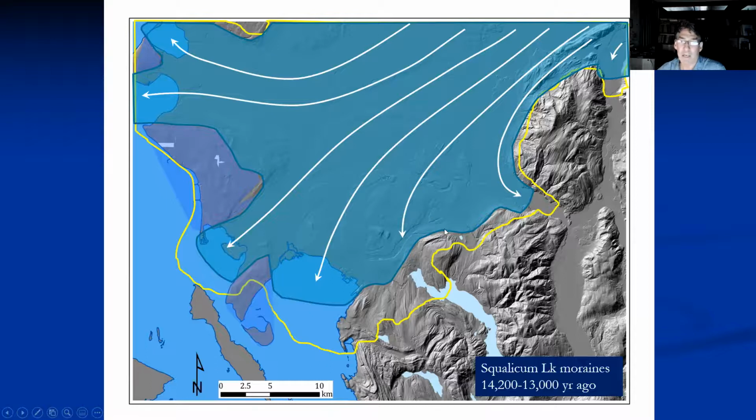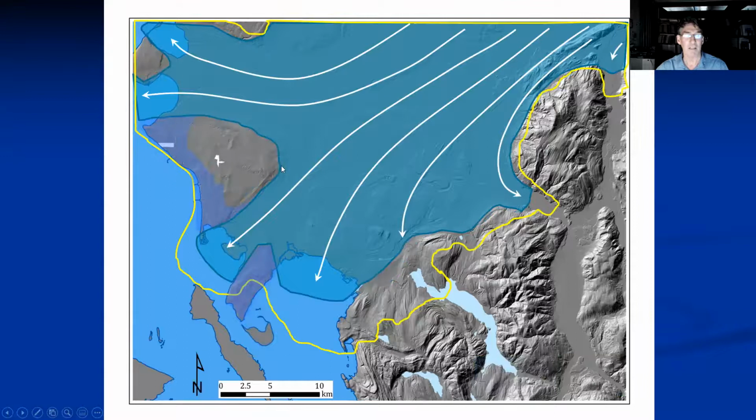And that re-advance is the one that would have shut off Sqaulicum Lake down here and formed a series of moraines that come into Bellingham, as well as up here in the Terrell Highlands. Local sea level is higher then still, but it was going down. And this is that period of interleaving moraines and shorelines as sea level is going out, as the glacier is sort of fluctuating back and forth.